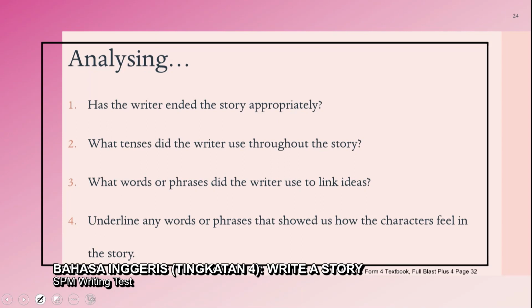What tenses did the writer use throughout the story? What words or phrases did the writer use to link the ideas together? And also, you can try to underline or look at the words or phrases that show us how the characters feel in the story. So I'm going to ask my pupils here to answer each of the questions, and let's check together whether their answer is correct or not.